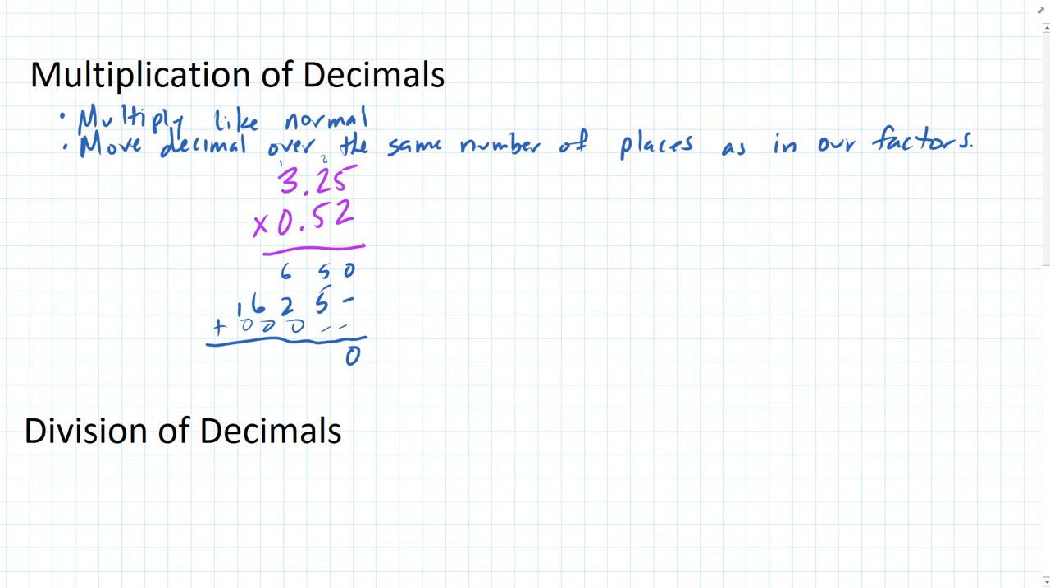0. 5 plus 5 is 10. 1 plus 6 is 7, plus 2 is 9. 6 plus 0 is 6. 1 plus 0 is 1.